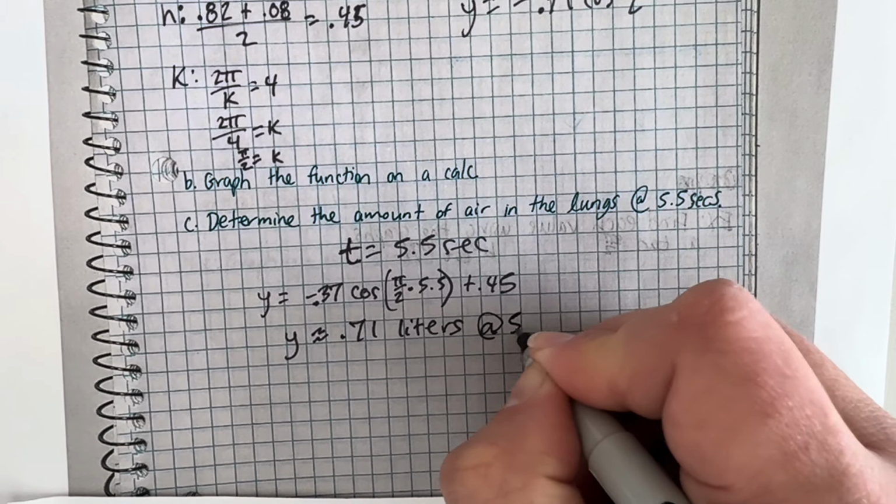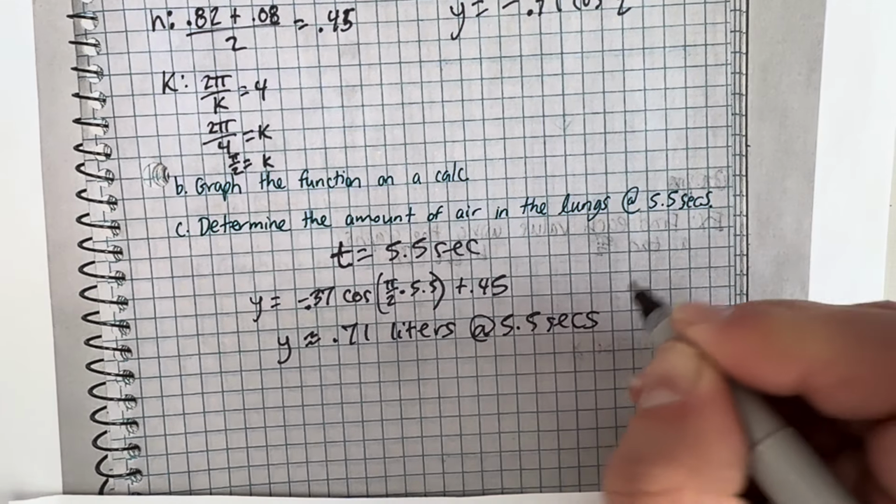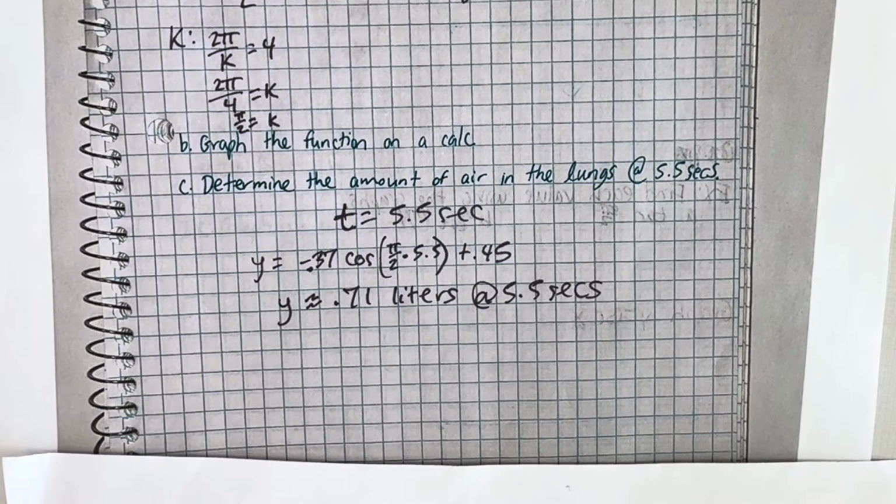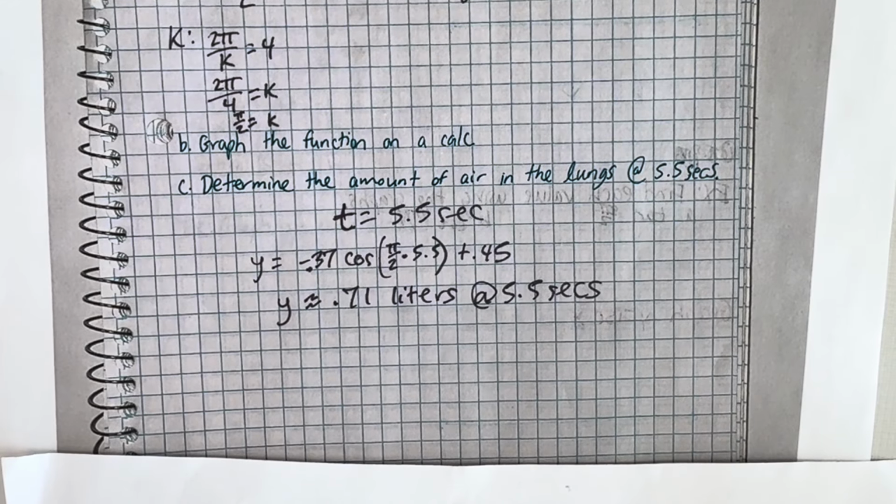This information can be used to figure out how much liter is in someone's lungs as they're breathing, to find out if they're getting enough and what their lung capacity is, etc. So that's kind of the application here with those trig functions.